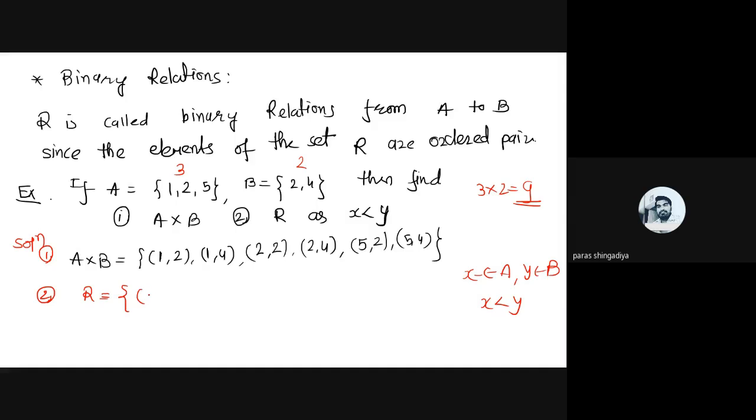So the first pair will be (1, 2). Why is it (1, 2)? x is 1 and y is 2, so it satisfies the condition x less than y. Clear? So the pair (1, 2) you can include, and then after that (1, 4) you can include.